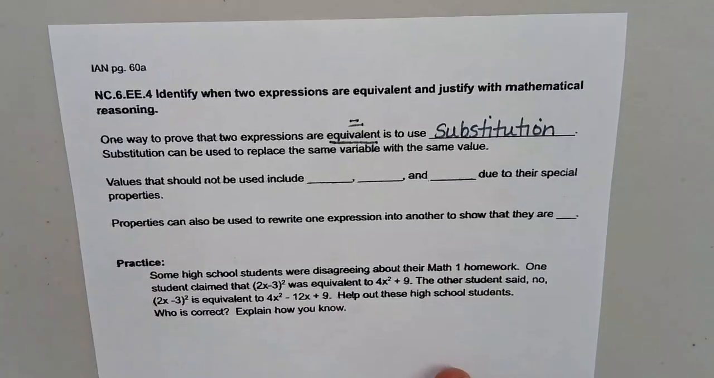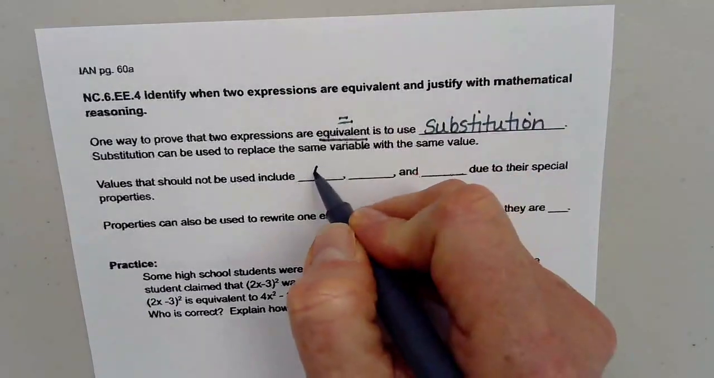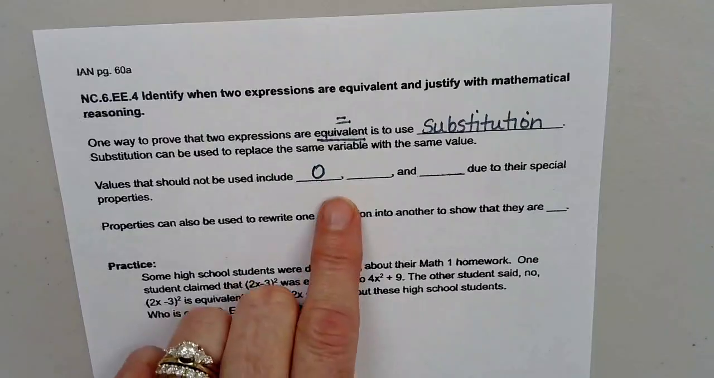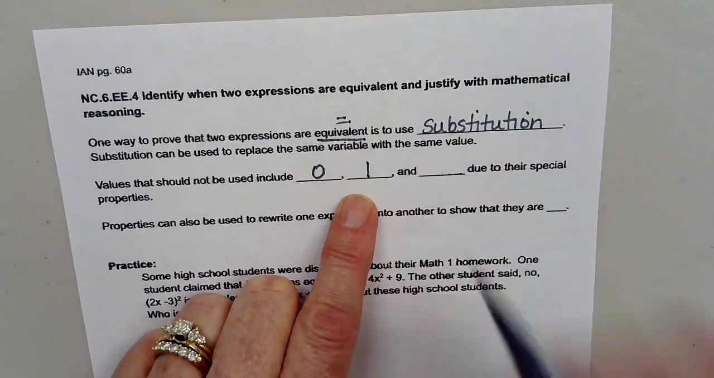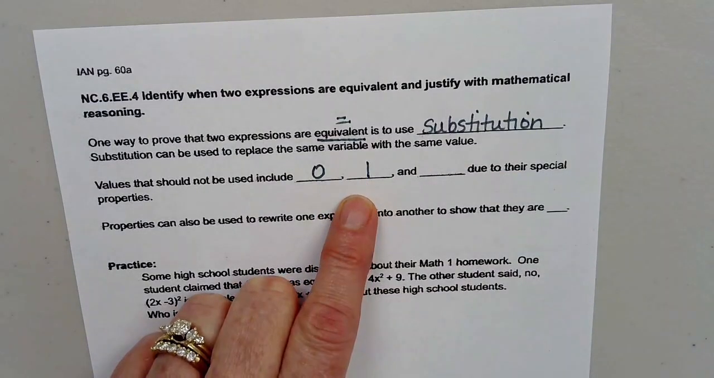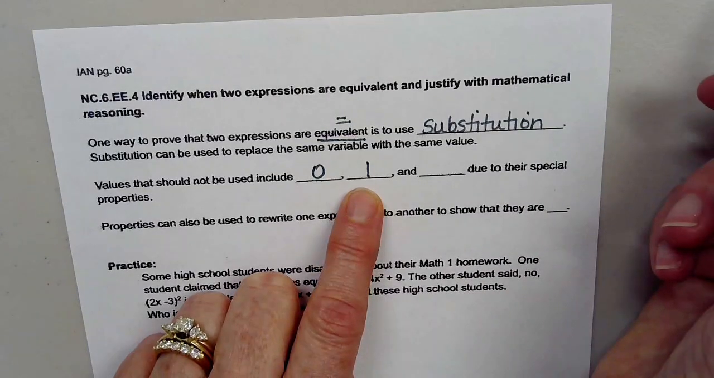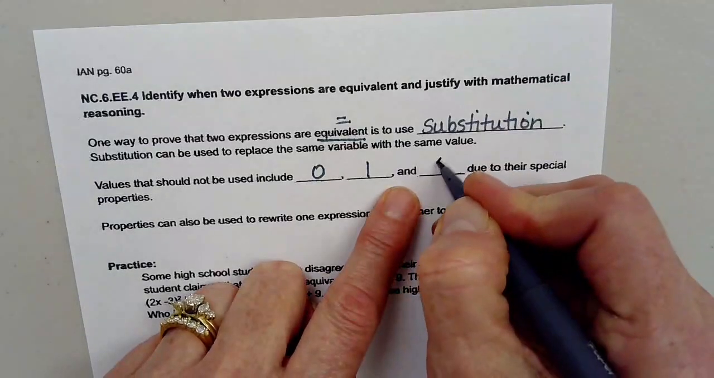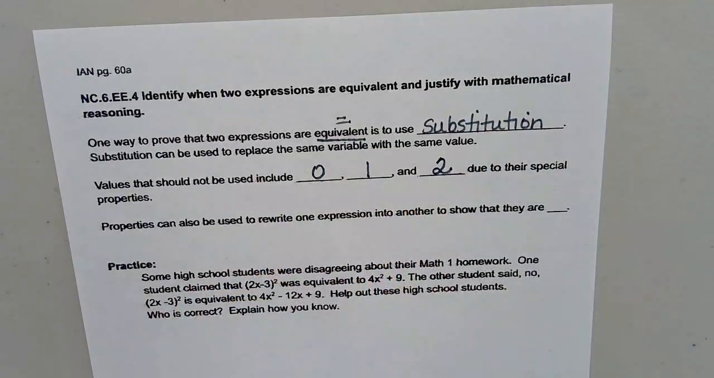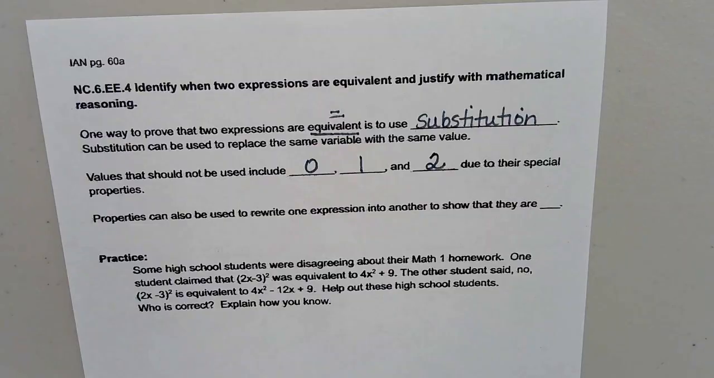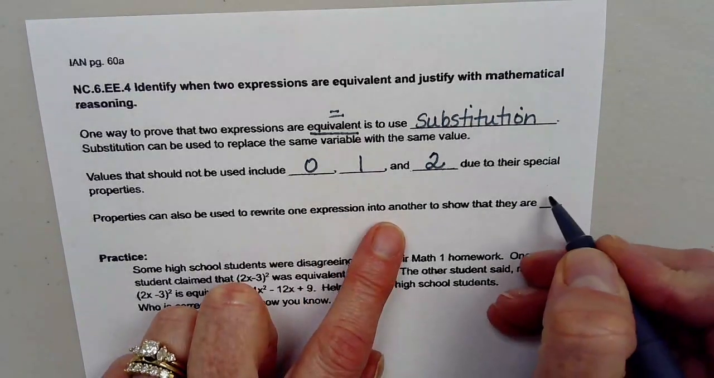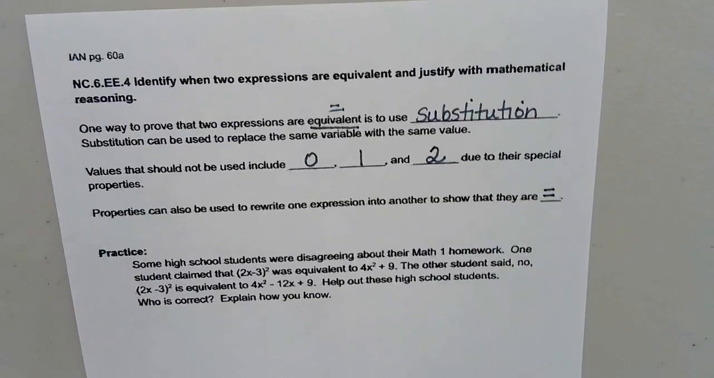So values that we should not use include 0, because we know when we multiply by 0, we're going to get 0. By 1, because multiplying by 1 isn't going to always show us, because 1 has that special identity property when we multiply. And also 2, it's a doubling property, so 2 is not the best to use. So we're going to stay away from using 0, 1, or 2 due to their special properties. Properties can also be used to rewrite expressions into another way to show that they are equal or equivalent.